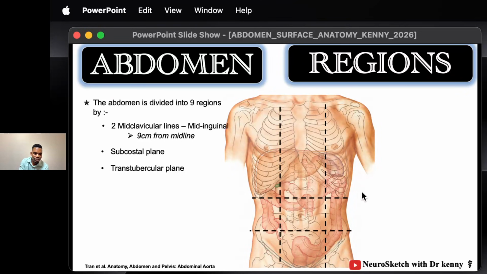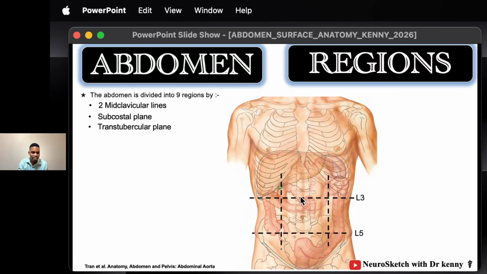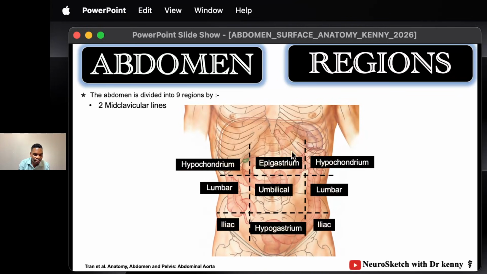And then what are the horizontal lines? We have the line through the lower part of the costal margin. It's called the subcostal line or subcostal plane. And then we have the line through the iliac tubercle, and it's called the transtubercular plane. So these are the regions of the abdomen.